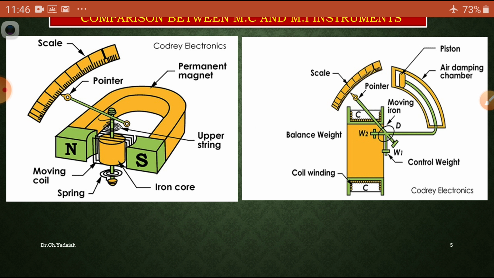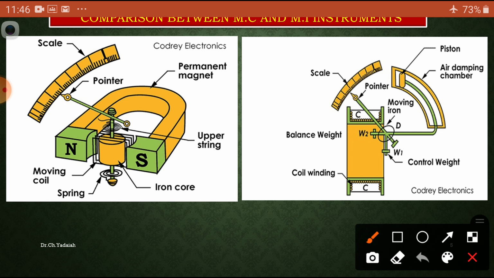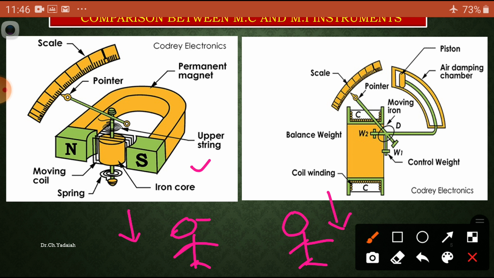Okay. Now another aspect is power consumption. How much power will it take? Because I have already said she is my daughter, he is my son. As you know, my daughter will consume less food, whereas this fellow who is going to the gym will consume more food. Similarly, the moving coil instrument consumes less power, whereas the moving iron instrument consumes more.